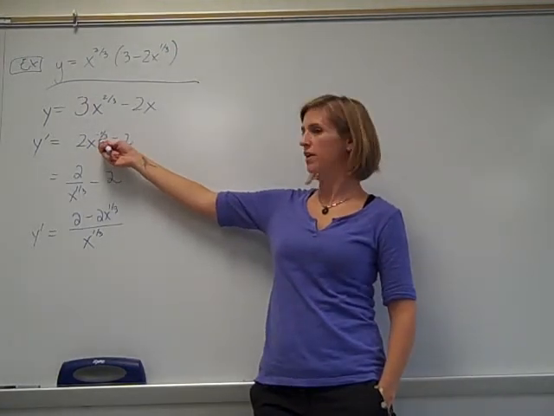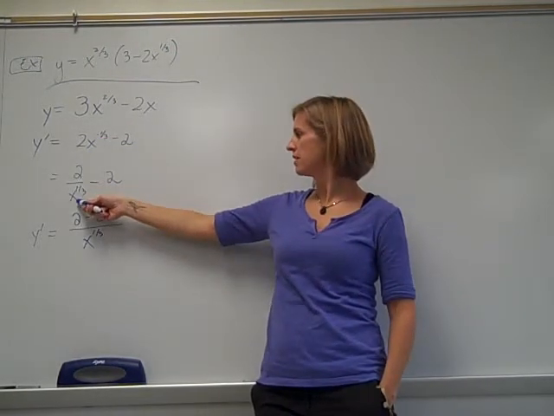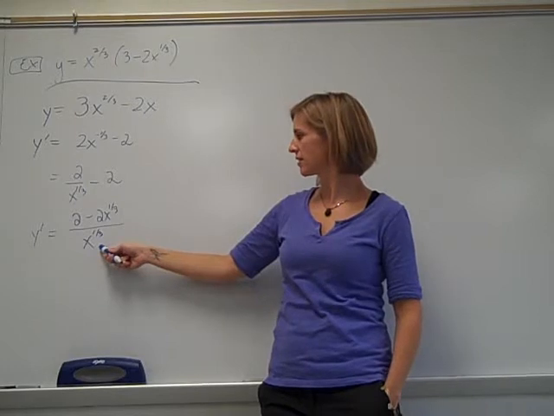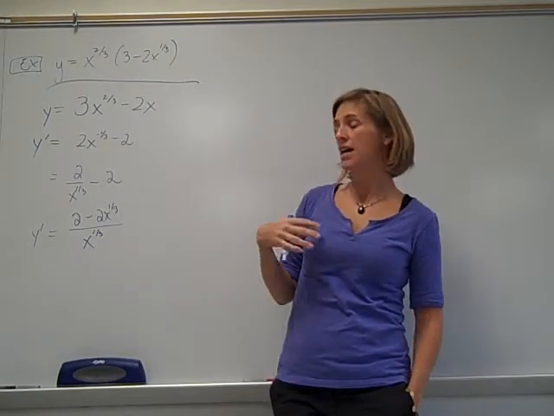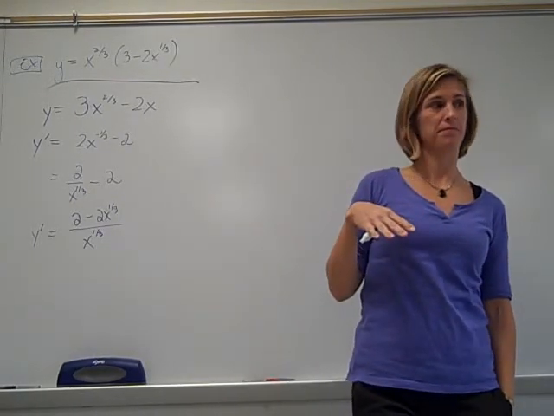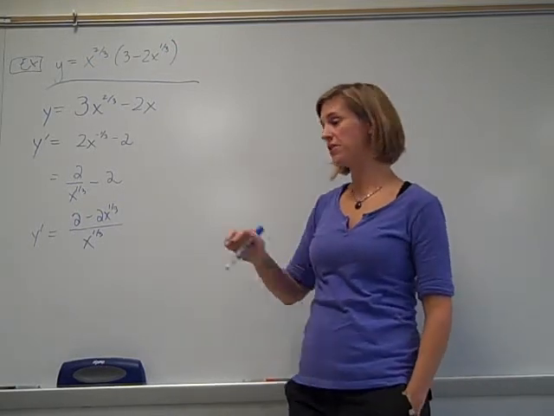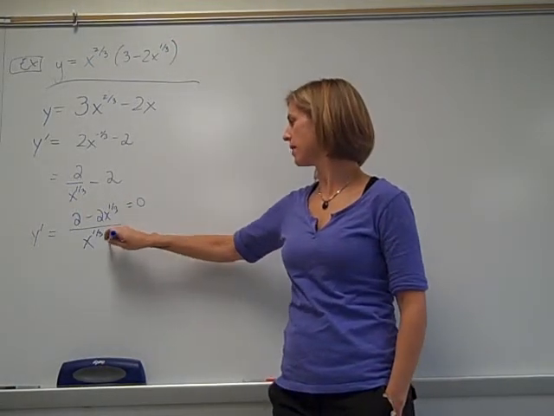Everyone see that? I'm taking 2x to the negative 1/3 down, and then making a common denominator of that. Is everyone okay with that? Okay, now I want to find the critical value. Set the top equal to 0, set the bottom equal to 0.